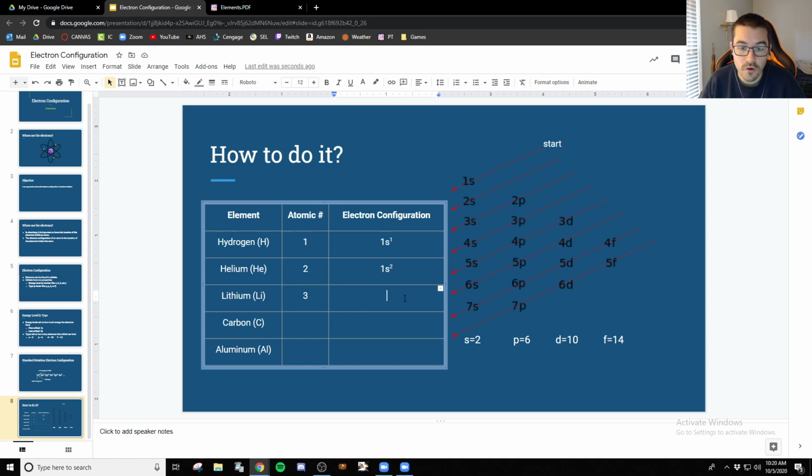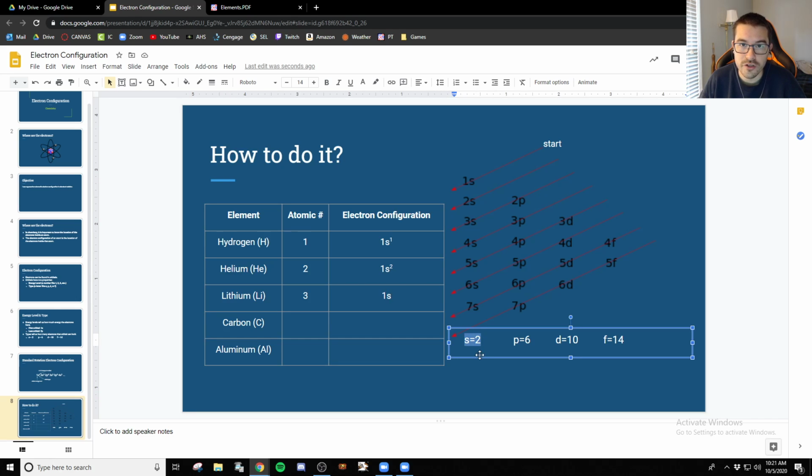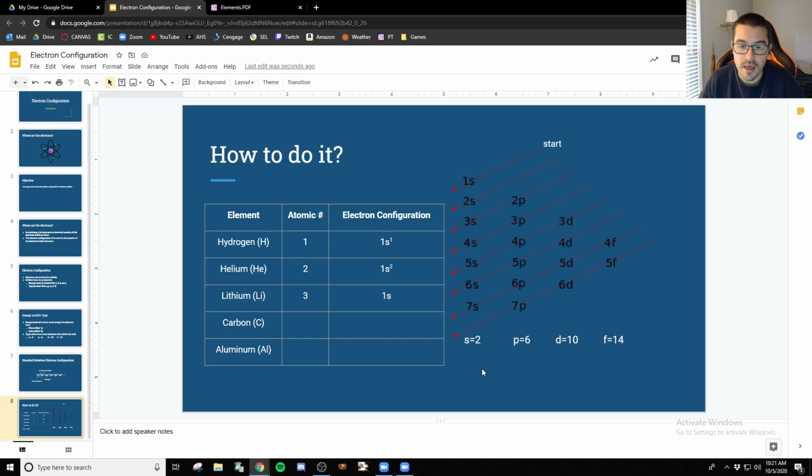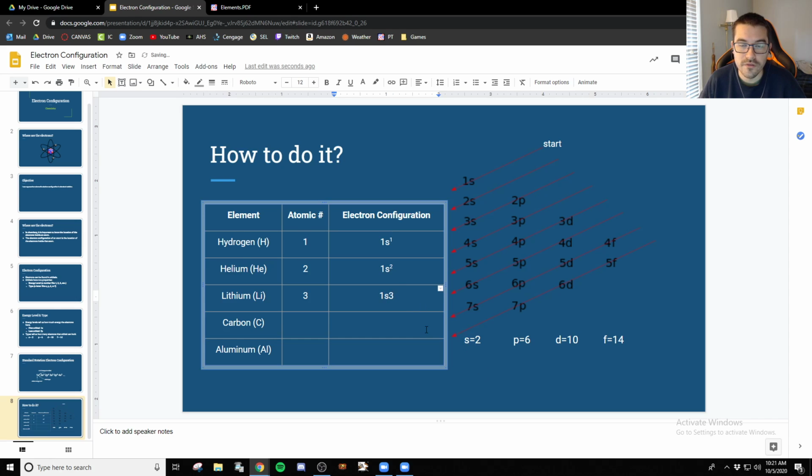Here's where we encounter our first complicated step. We're going to start here at the beginning. The first place we get to is the 1s orbital. S orbitals can only hold 2 electrons. I cannot write 1s3 because this orbital is not big enough to hold 3 electrons. It can only hold 2. I can only put 2 of them in there.